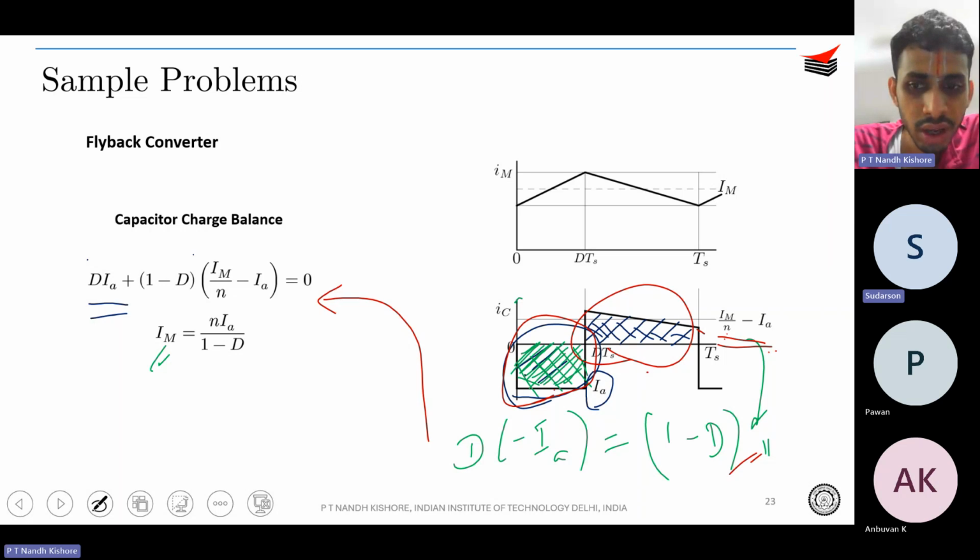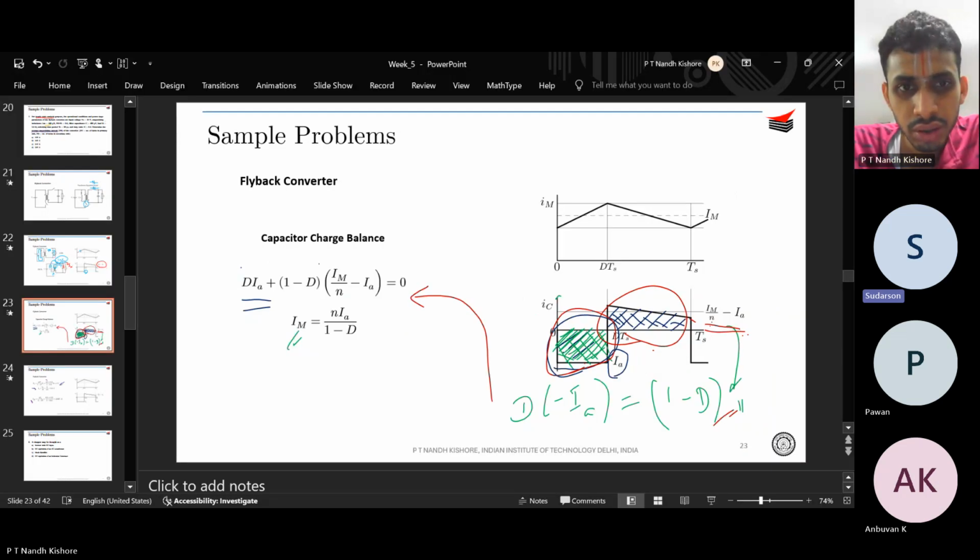Sir, can I ask you one more doubt? Yeah, sure. You can ask me one more doubt. Is there any more doubt, or is that doubt related to something else? Sir, related to this. Okay, sure. If I don't have this magnetizing inductance, then what would be my secondary current in that case, sir?